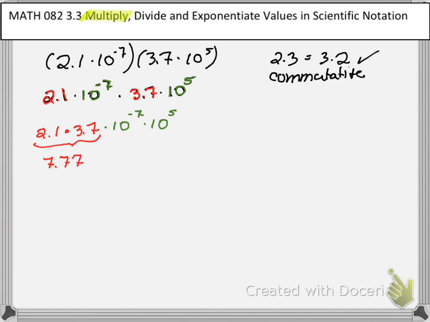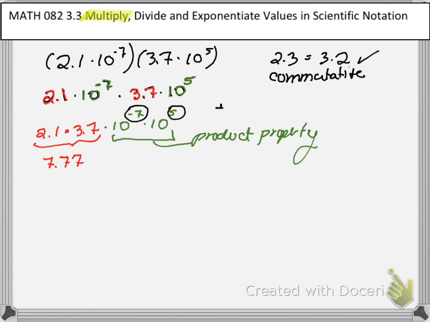And then, remember we need to use the product property here, which we learned about a few sections ago. So remember, the product property tells us to add these two numbers. So I'm going to have negative 7 plus 5, and that gives me negative 2. So I'm going to have 7.77 times 10 to the negative 2nd power, and that is my final answer.